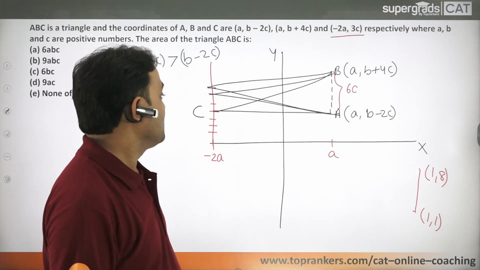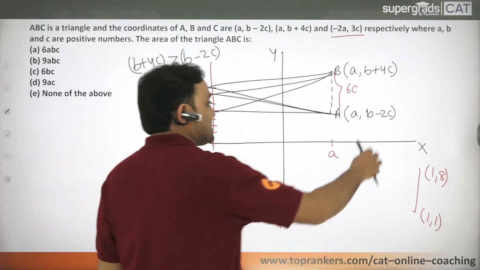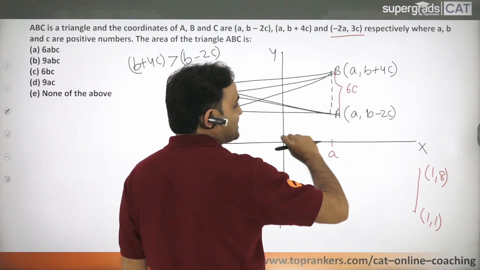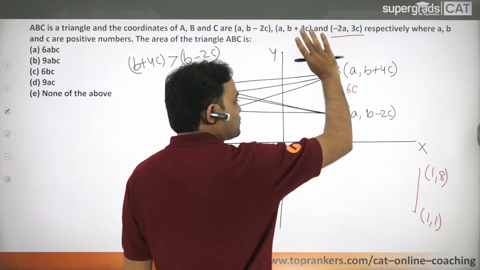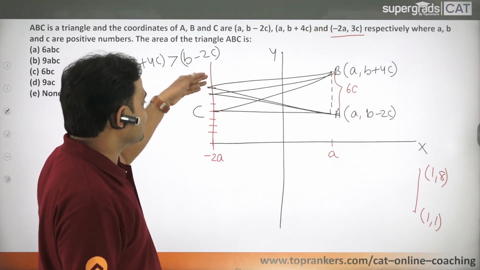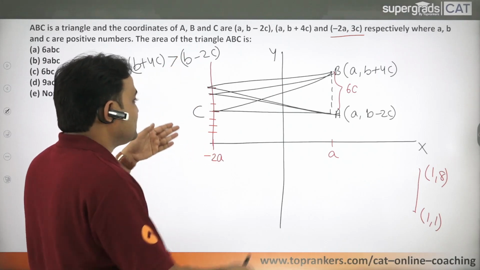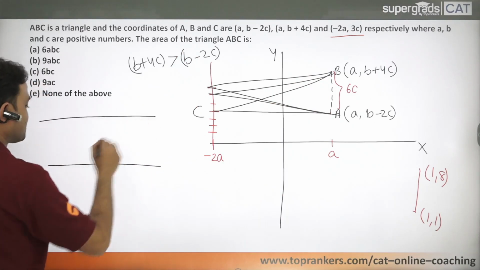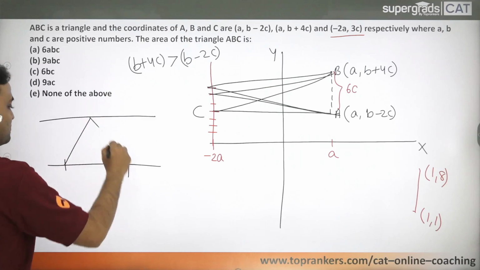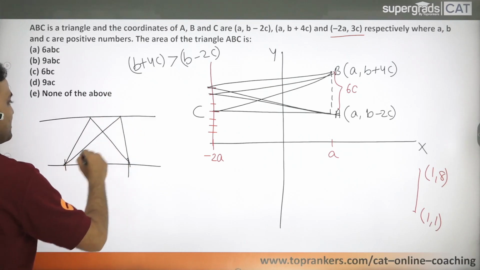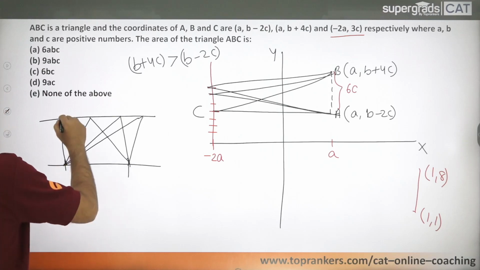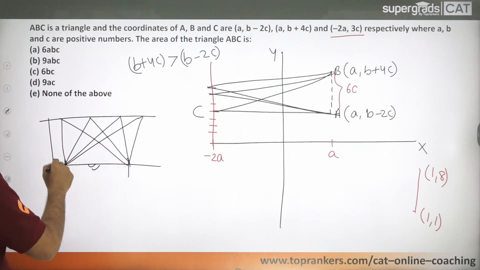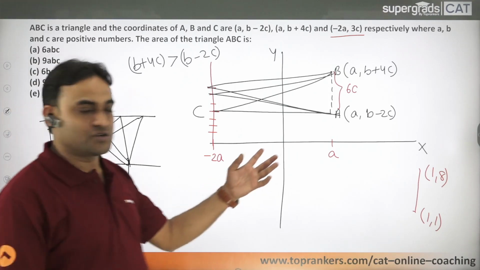First, you can check the distance between these two is 6C. If this is B minus 2C, this is B plus 4C, the 3C doesn't matter wherever it is. These two are parallel lines. And we know that if you take the base constant, the base same, doesn't matter whatever triangle you are drawing, the area will always be same. The area of all of these triangles will be same because they have the same base and the height is always same. So this is what we need to do here, right?